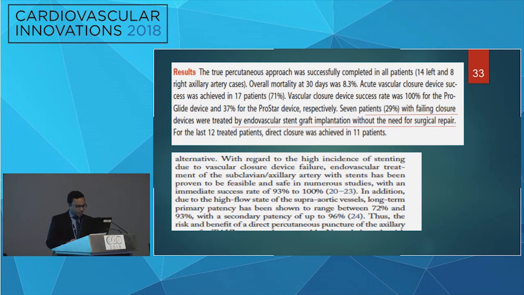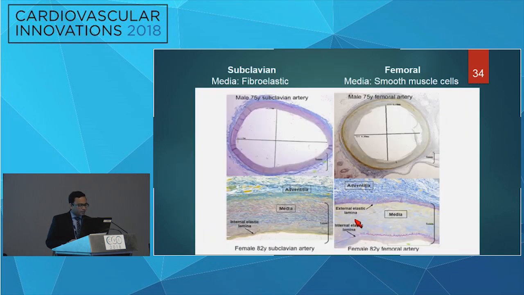So the endovascular approach is being more commonly used, and you can see in some studies showing a vascular closure device is usually successful, but if they fail, treating with endovascular graft implant has been shown to be successful. The rates are almost 80 to 100% here in a few studies, and the long-term patency rate has been above 70 to 90%.